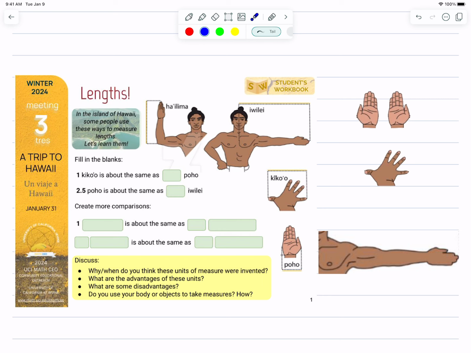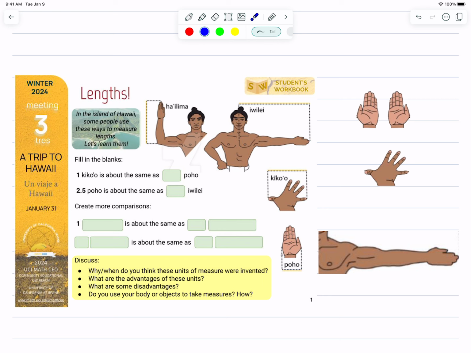So the first question that we're asked is, one kiko'o is about the same as blank poho. Okay, so we have to remember kiko'o is one hand width and a poho is one shorter width, I suppose. So when we're doing these conversions, we don't want to try to use a ruler or anything. These measurements are really meant to be done with your body. And so this is a very good place to encourage your students to use their bodies and use kinematics to understand what's going on. So I wouldn't try to write out equations for this right away.